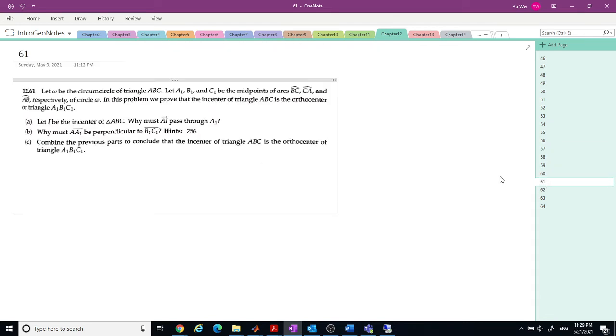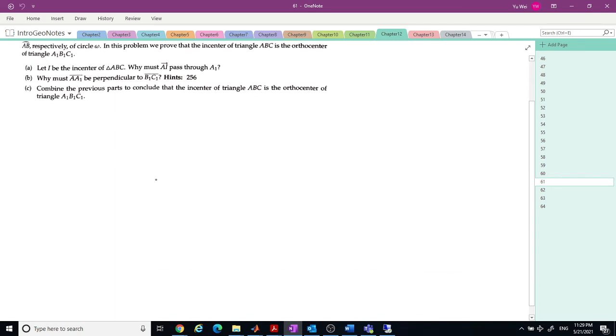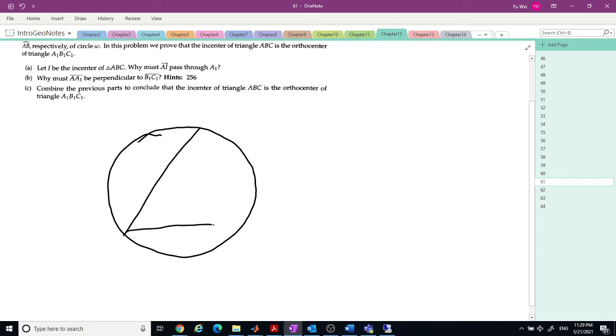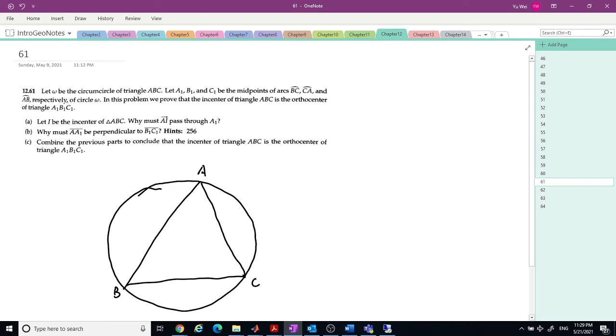Next. So this one is: let omega be the circumcircle of ABC. Let's draw. Always a circle is hard to draw, right? And a triangle is easy. So that's why we always draw the circle first. We draw the ABC. Okay, and we know A1, B1, C1 are the midpoints of the arcs. This is A1, then this is B1, and this is C1.